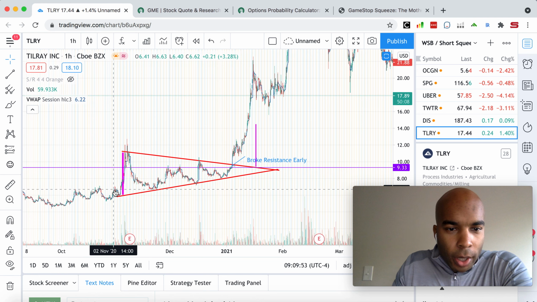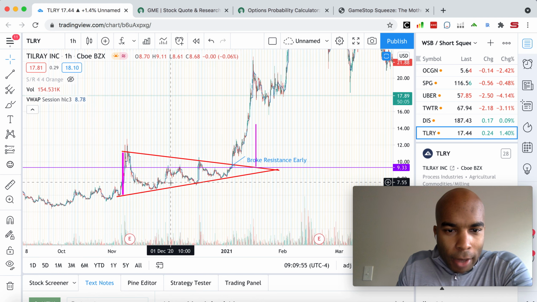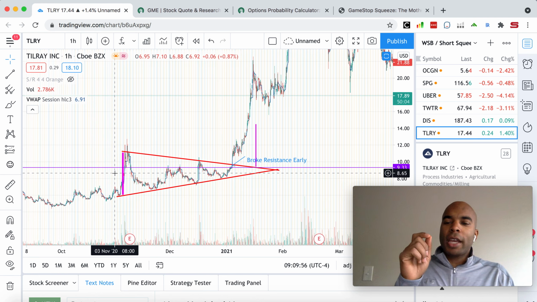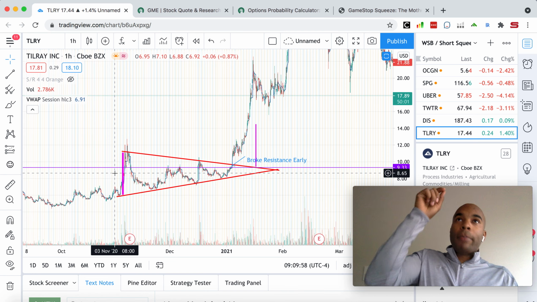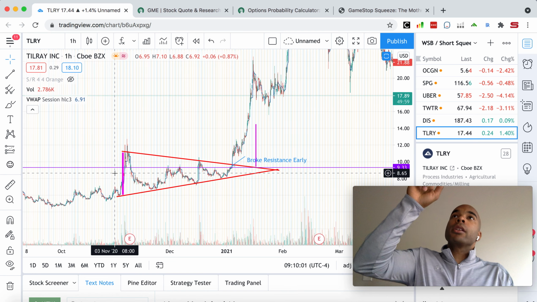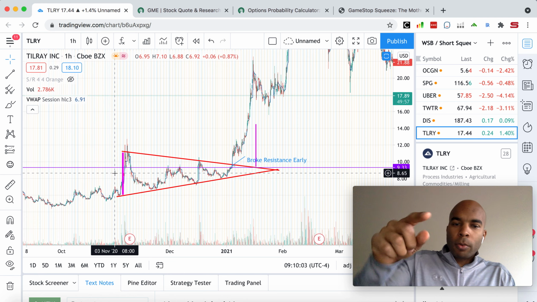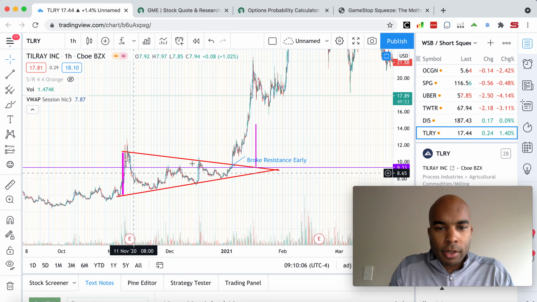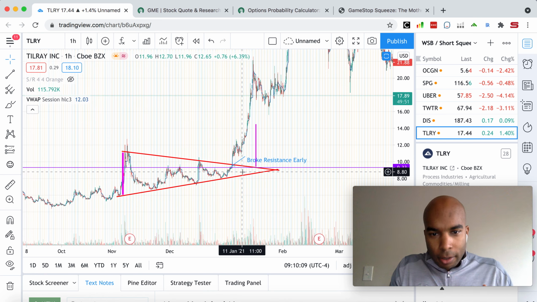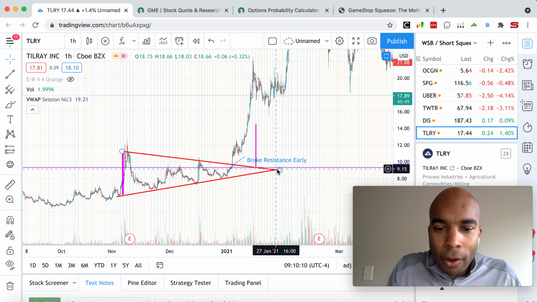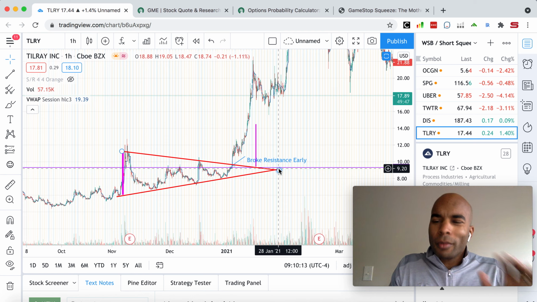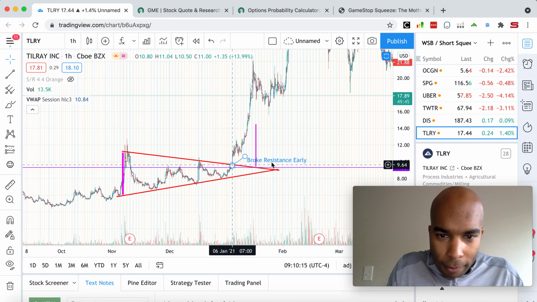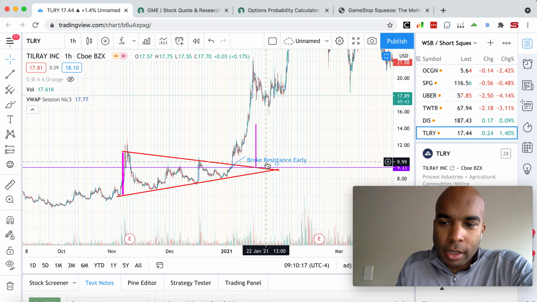But this is Tilray. If you look at this wedge, if you follow this pattern, it's like taking a ball and throwing it, and then it bounces, a big bounce, a small bounce, and it gets smaller and smaller. Look at how this wedge gets tighter and tighter. I thought that this was going to break out in January. So I said, you know what? I'm going to wait. I put a little resistance line here.